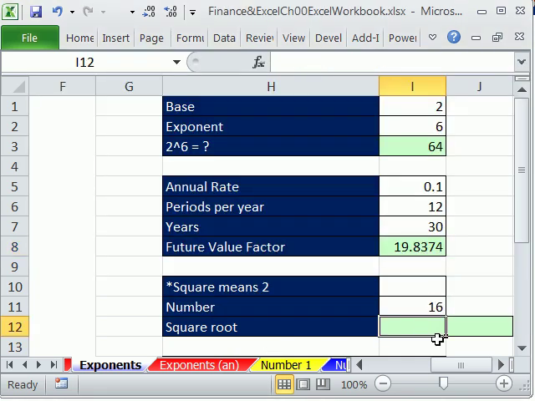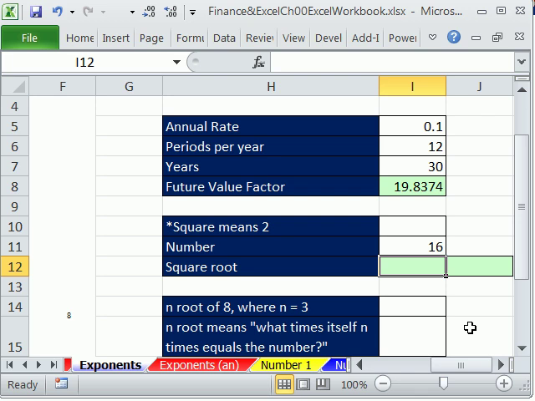All right, and exponents. Square root, I mean. And what we want is the square root of 16. Now, what does square root mean? If you say, what's the square root of 16, what you're really asking is what times itself equals 16. Well, if you know your multiplication table, you know it's 4 times 4, because 4 is the itself part, right? So what times itself equals 16. So 4 times 4 equals 16. So here's how you do it. You go equals whatever that cell is, caret, and then in parentheses, 1 divided by 2. Right? That's the longhand way.